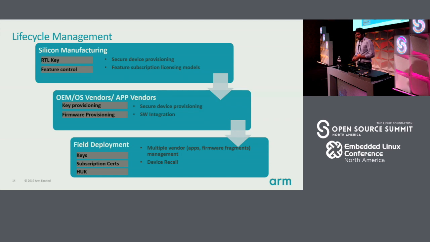Again, lifecycle management. In the lifecycle management, you would have a silicon manufacturer. If you want to do the secure provisioning of the device, you need to have the RTL key in the system. That allows you to basically not rely on physically secure facilities for provisioning the device.